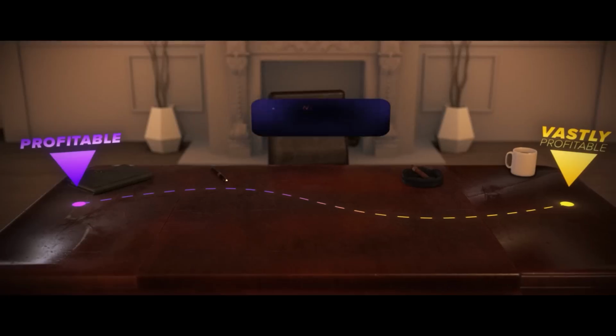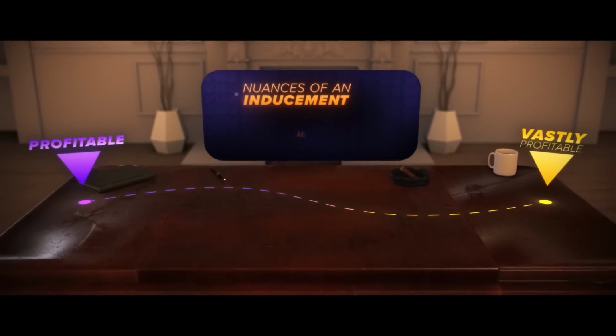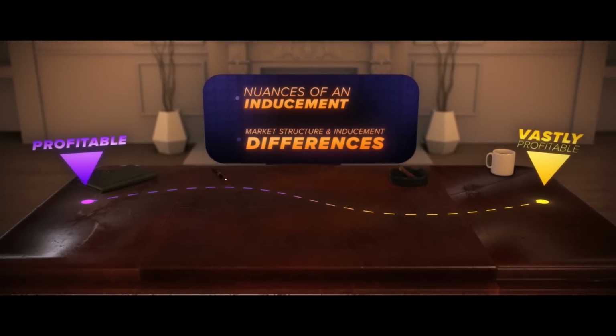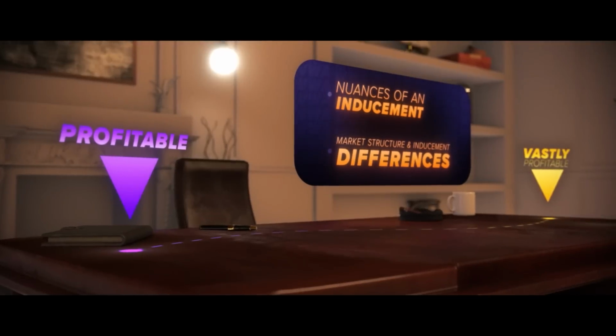The journey I went on that took me from a profitable trader to a vastly profitable trader was truly understanding the nuances of an inducement and the mechanical, objective differences between market structure and inducements, to really differentiate how liquidity can lead the market and how market structure can support it.